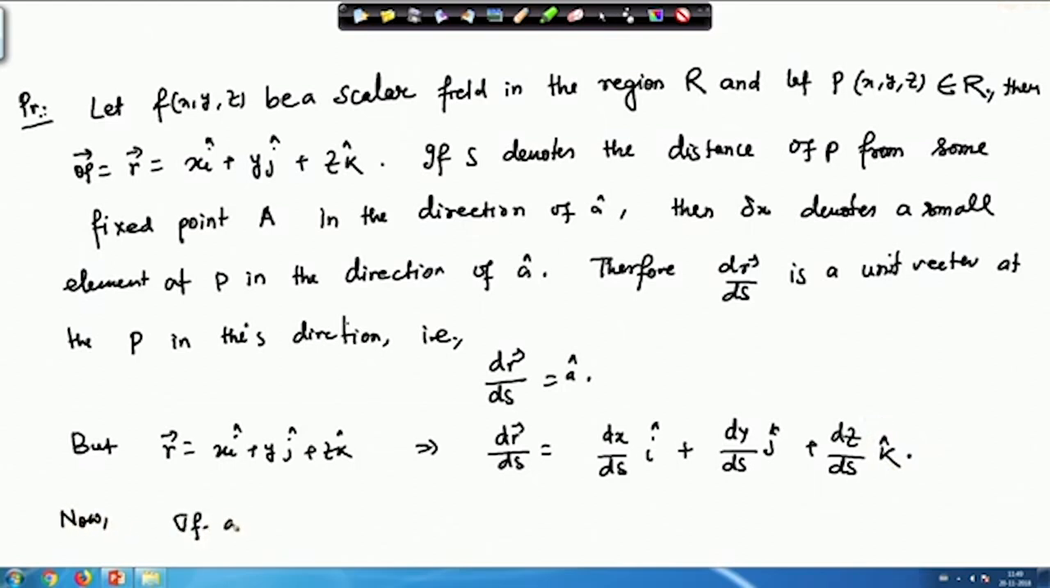So, now our gradient of f dotted with a cap, what is this? This one will be del f/del x times a1, then del f/del y times a2, and del f/del z times a3, right. So, this a1, a2, a3 we can write now. dr/ds is basically dx/ds, dy/ds and dz/ds. Now, dr/ds is equal to a cap. So, if I write this one as a cap, the components of a cap will be a1, a2, a3. So, a1 equals dx/ds, a2 equals dy/ds and a3 equals dz/ds. So, I am substituting them here.